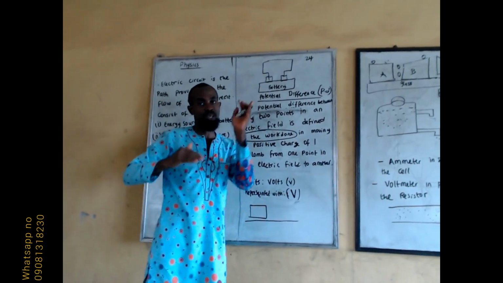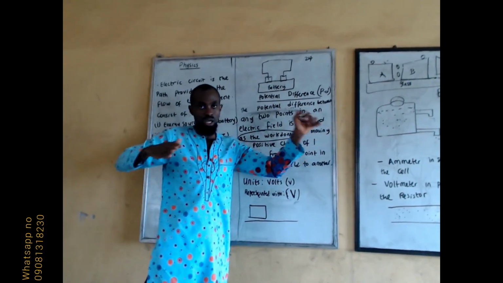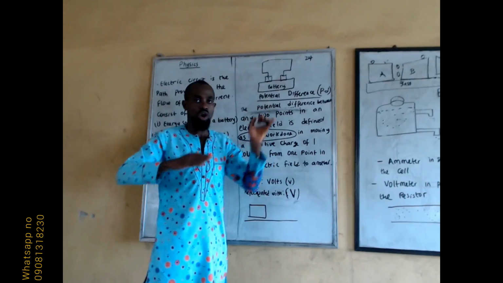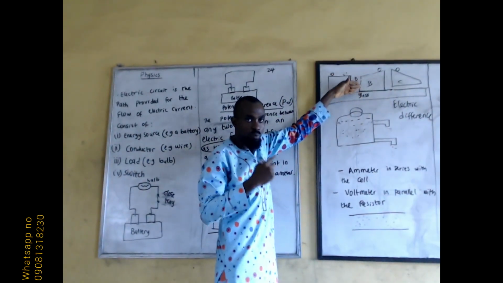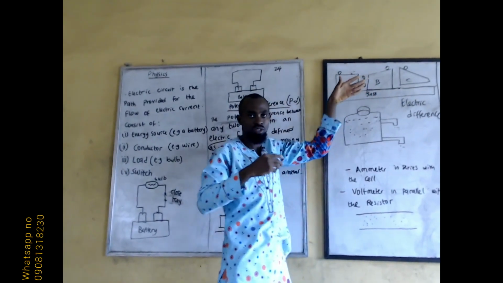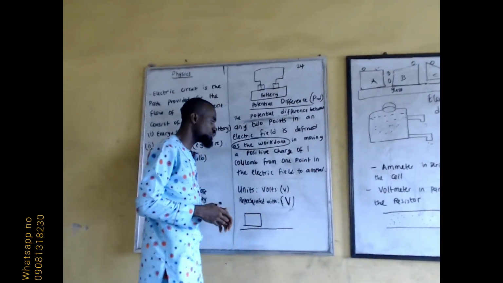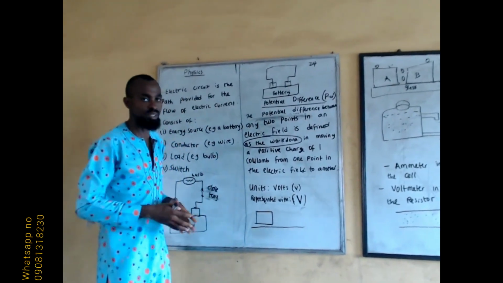That's why I say pressure. There must be a pressure. Charges do not just move on their own. There must be some kind of electric pressure, an electric difference, for charges to move. And when one charge moves, work must be done. Once again, what is the unit for potential difference?